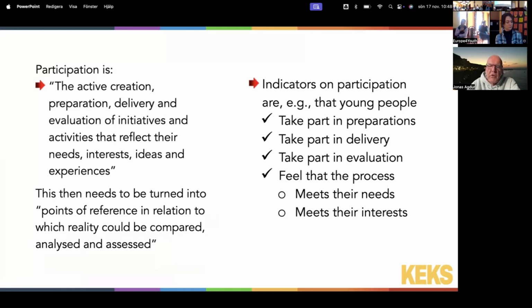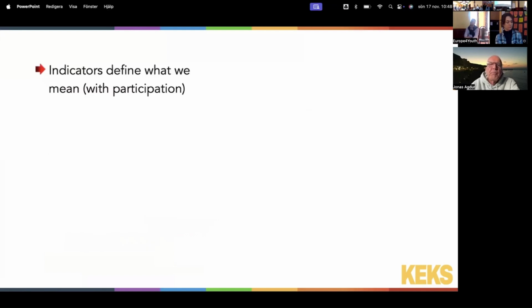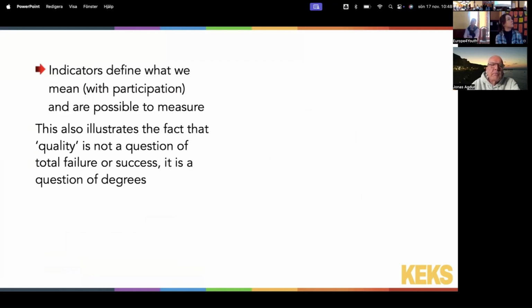Does it meet their interest? Do they own the process, or is the process run by youth workers with the assistance of young people, or is it run by young people with the assistance of youth workers, for example? These are concrete enough to be used as indicators. Do young people take part in preparations, or are they not? Indicators define what we mean, in this case with participation, and are possible to measure.